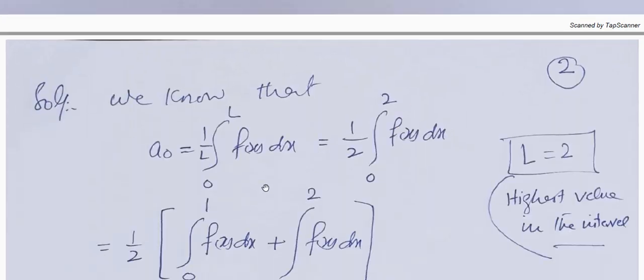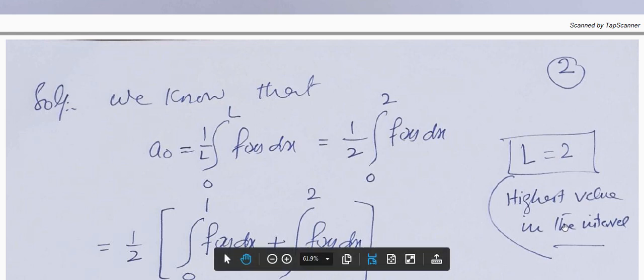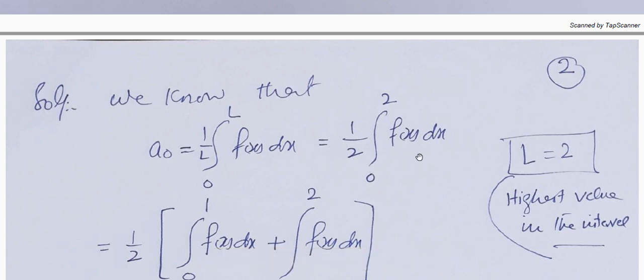Since we know the formula a naught is equal to 1 over L, integral 0 to L f of x dx, the value of L is 2, as I said before. Because x varies from 0 to L, the highest value in the interval is 2, so L is 2. So 1 over L is 1 over 2, integral 0 to 2 f of x dx.